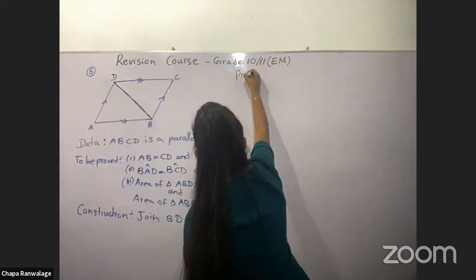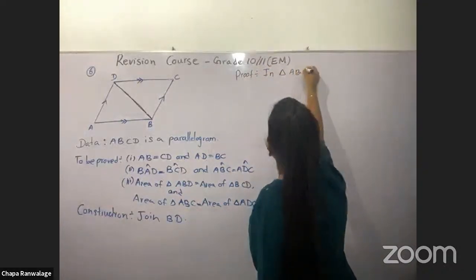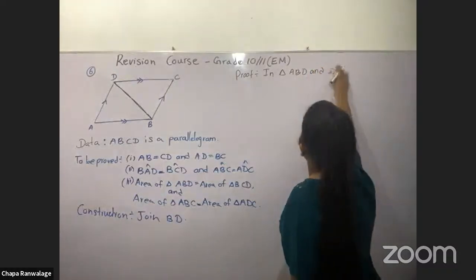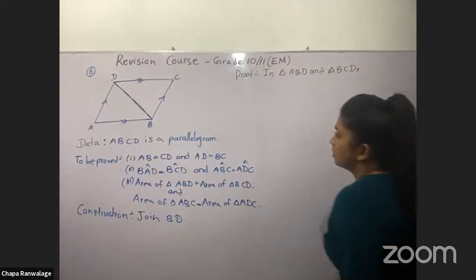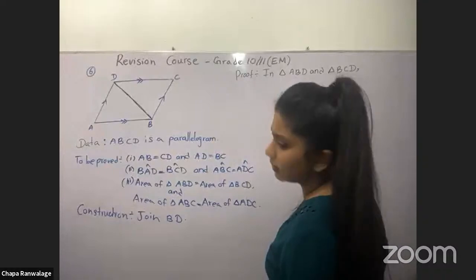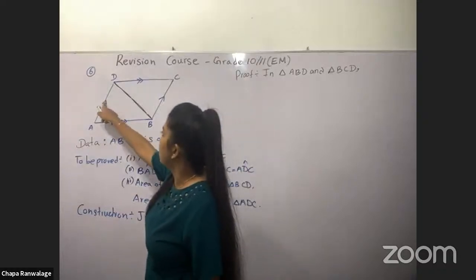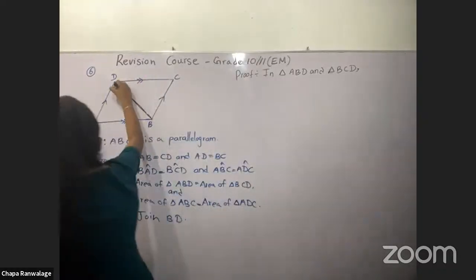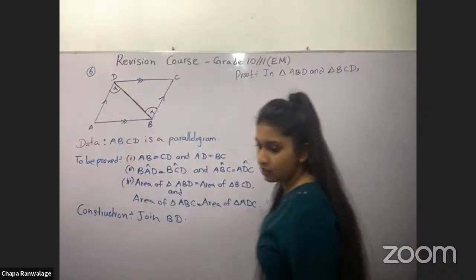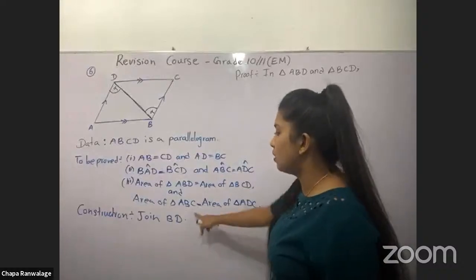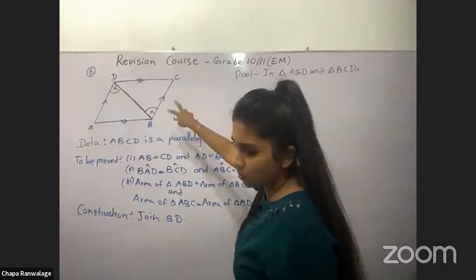Proof in triangle ABD, triangle BCD, right? BCD. So, what are the elements? This one is parallel to this one, no? Triangle is equal to this one, right? Because of the alternate angles. If you want, you can join AC, no matter. If you want, you can join BD, right? You can join one of them.